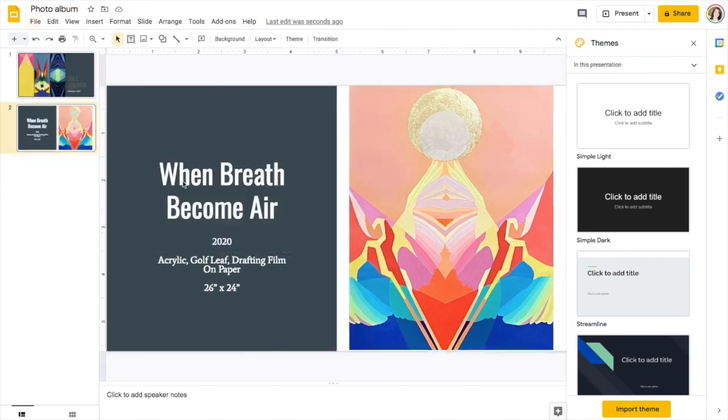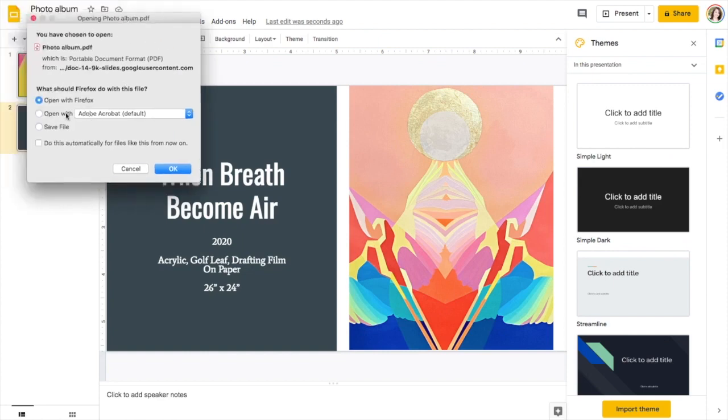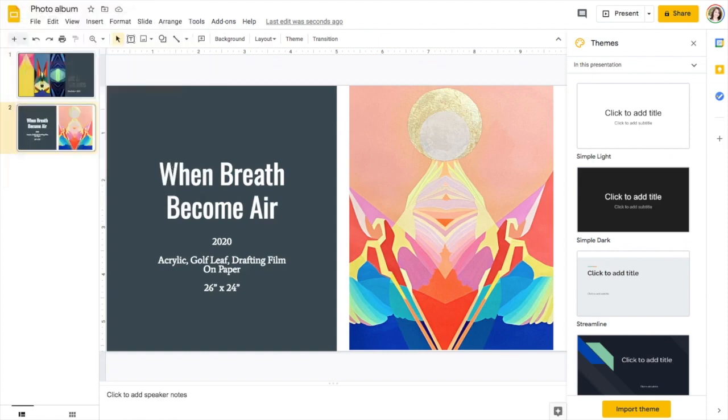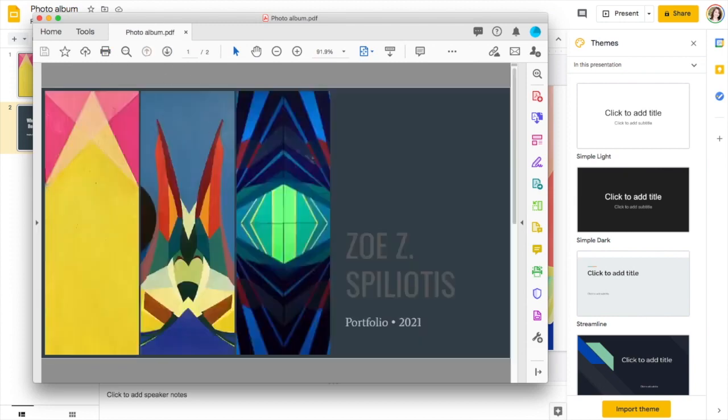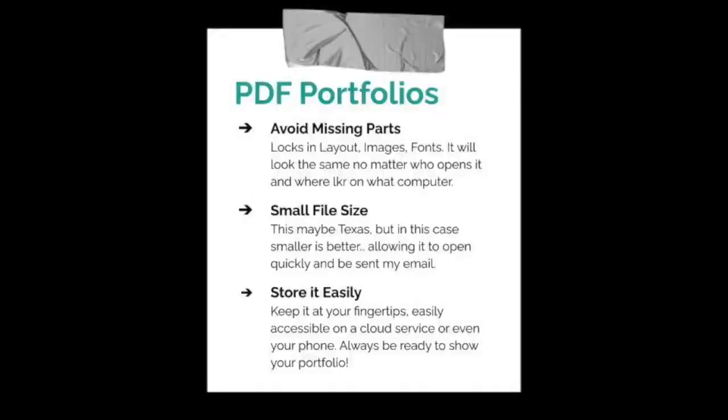Now, when you finish your portfolio and are ready to make the PDF, just go to File, Download, and select the PDF option. Why convert or save your file as a PDF? Well, this is going to lock in your formatting, your images, and your fonts. So it's going to ensure that your design looks complete with nothing missing and exactly the same to anyone who views it.